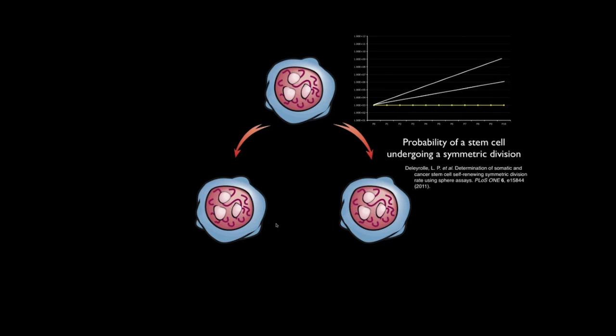Now, people have been, so I guess, let's go back a sec. What we do then is we can express this as a probability of a stem cell undergoing a symmetric division, or the frequency of symmetric divisions, and we can express this over any unit of time. We can say every 12 hours, 24 hours, 7 days, whatever we want.